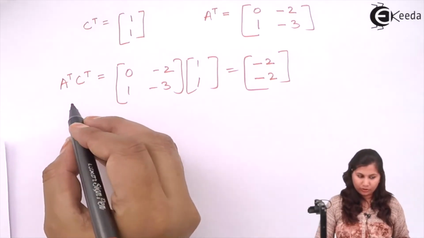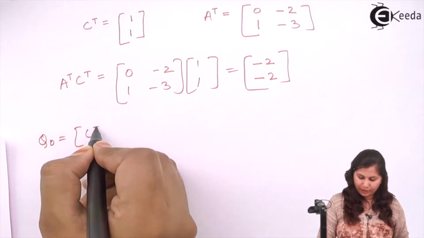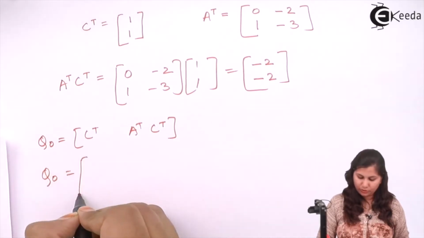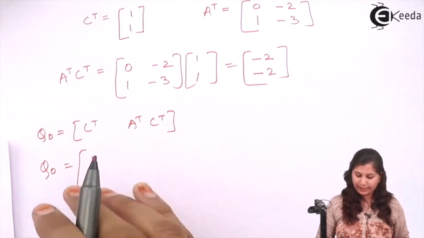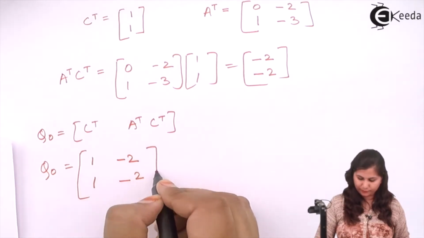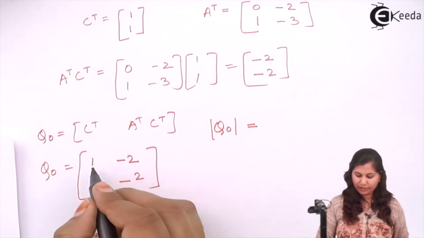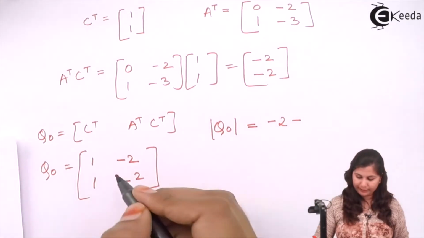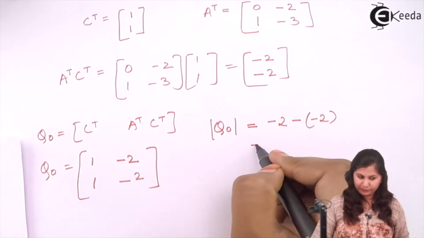Okay, so here we will have Q naught equals C transpose, A transpose C transpose. Q naught is equal to, first column will be the C transpose matrix, that is 1 and 1, and the second is A transpose C transpose, so it is -2 -2. Now we have to determine the determinant, because we want to check the rank of this matrix. So 1 into -2 minus of -2 into 1, so it will be 0.